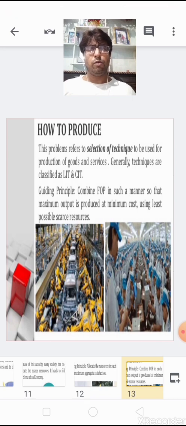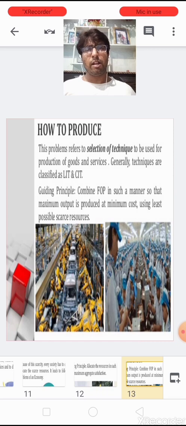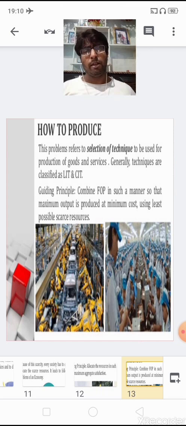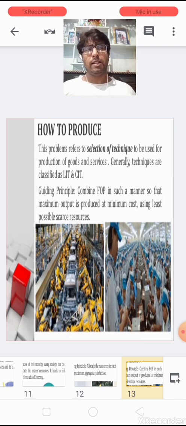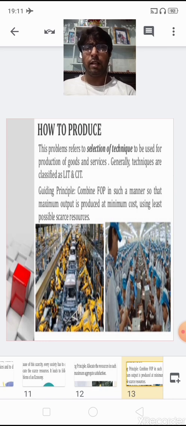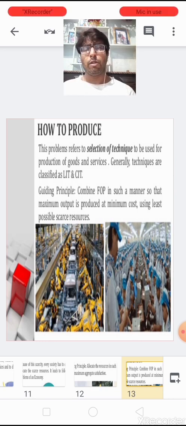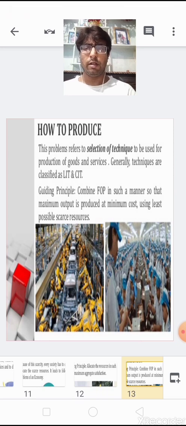It relates to the choice of techniques of production, and mainly there are two types of techniques. The first one is labor intensive technique, which we call LIT in short, and the second is capital intensive technique, which we call CIT in short. So children, under labor intensive technique, production depends more on the use of labor, whereas in capital intensive technique, production depends more on the use of machinery or capital.